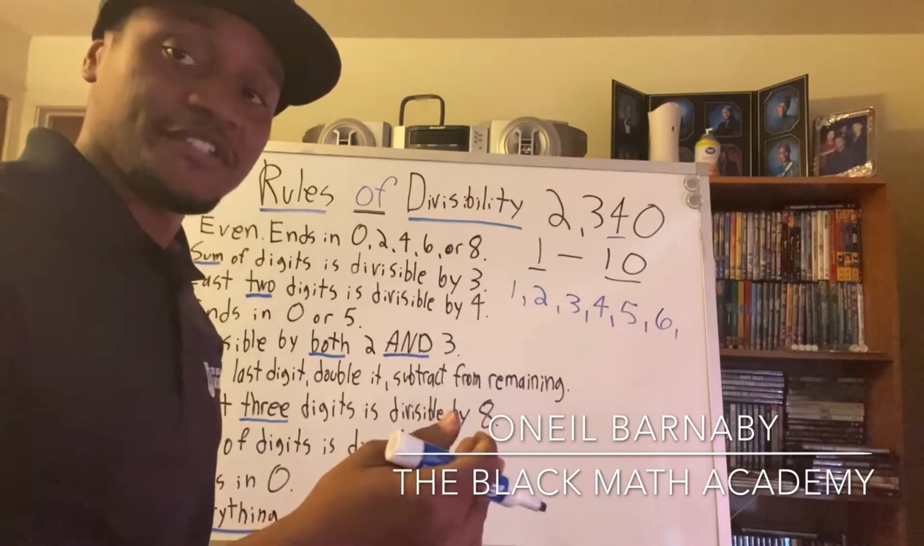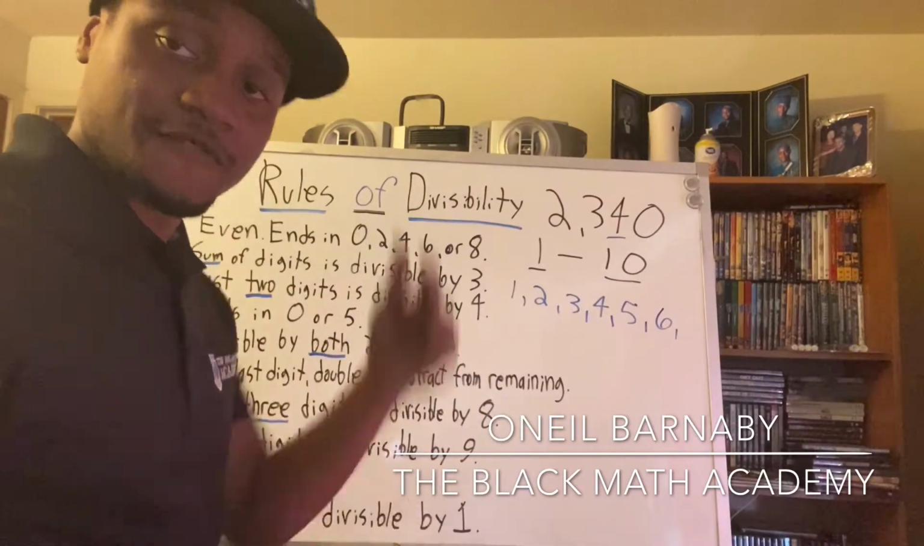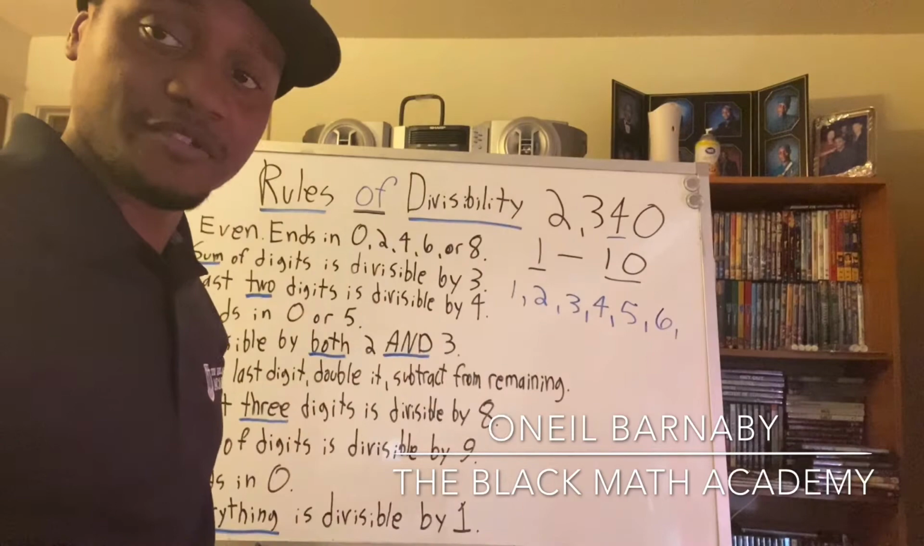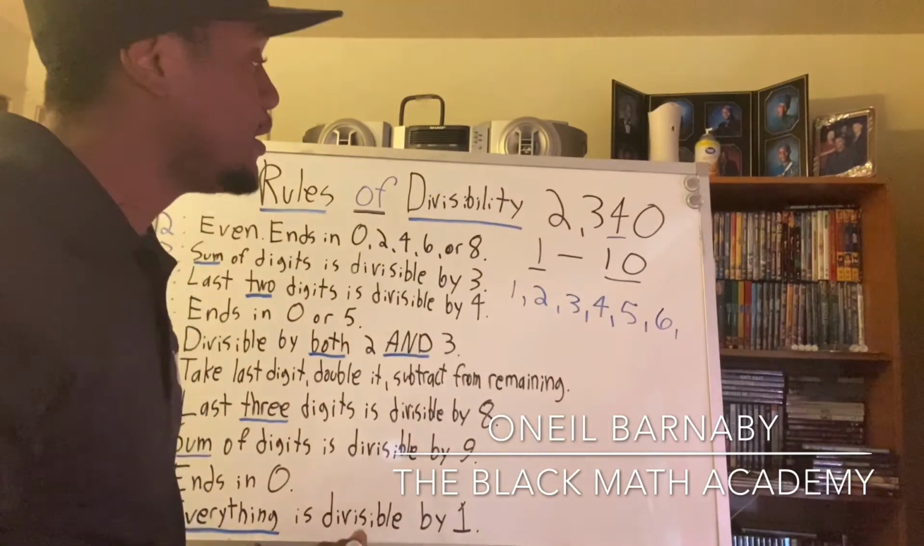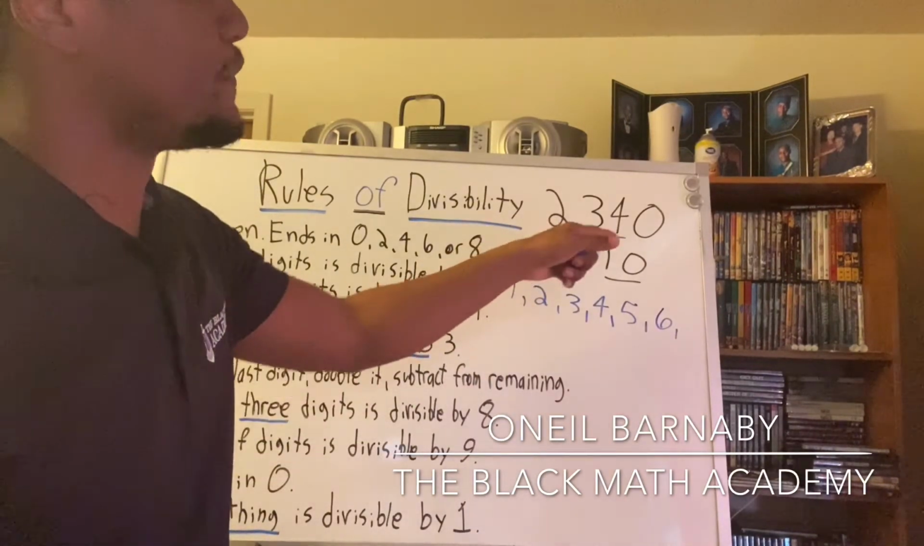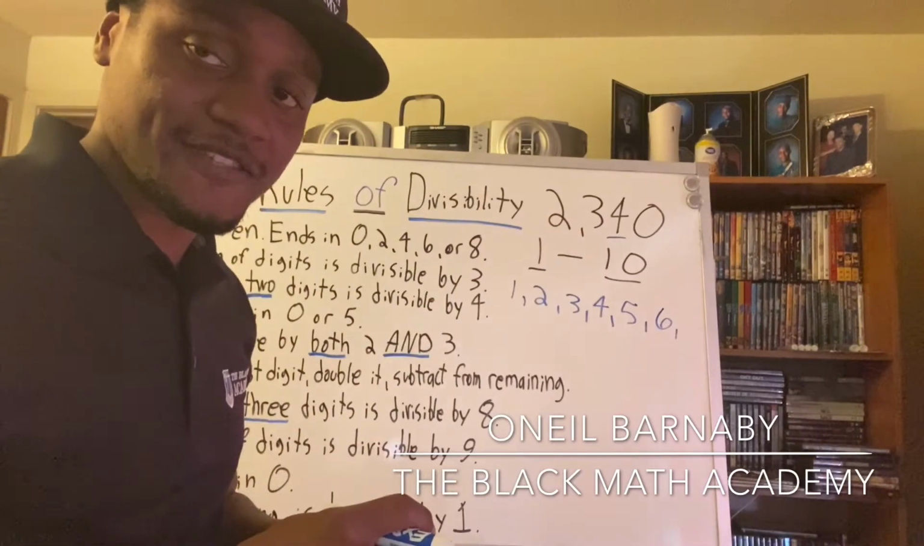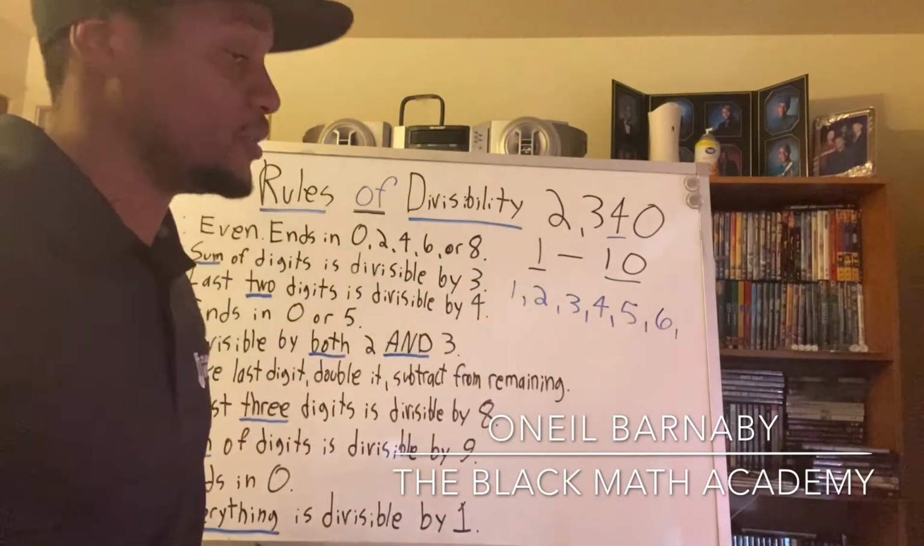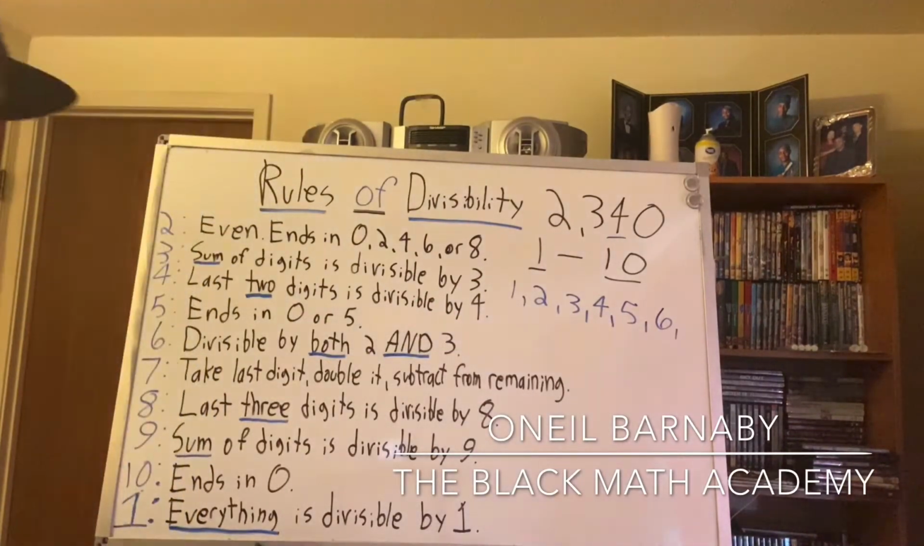And 15 is not divisible by 7, because 15 divided by 7 is a fraction. Won't be able to get a whole number. So therefore, 2,340 is not divisible by 7. So we won't add 7 to our list so far.